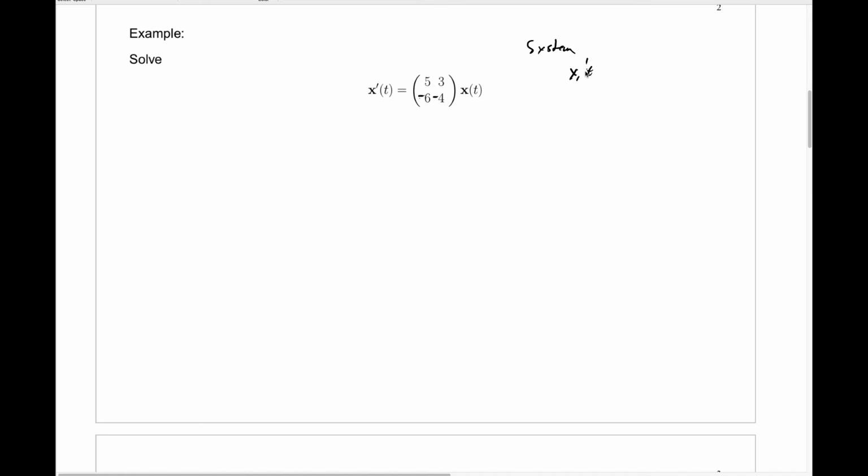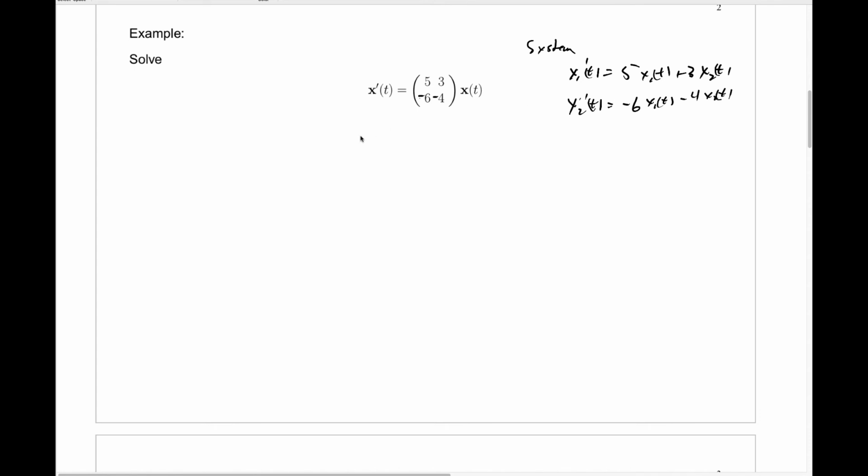x1 prime of t is 5 x1 of t plus 3 x2 of t, and x2 prime of t equals minus 6 x1 of t minus 4 x2 of t. How are we going to solve this system?